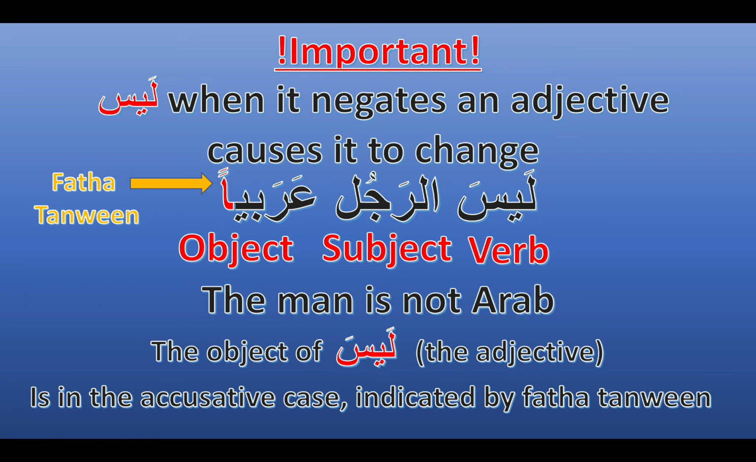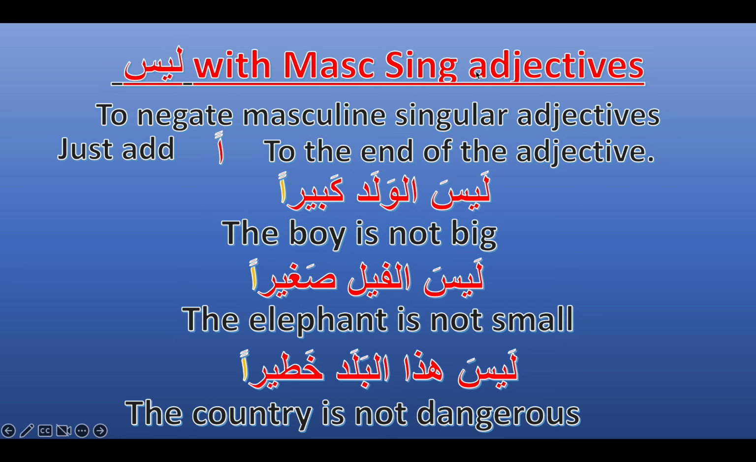our heads around it. So with masculine singular adjectives, it's very simple to negate them. So we put the laysa first, and then we simply add the fatha tanween to the end of the adjective. So laysa al-walad كبيرا, the boy is not big. ليس الفيل صغيرا, the elephant is not small. ليس هذا البلد خطيرا, this country is not dangerous. Sorry, it should be this.